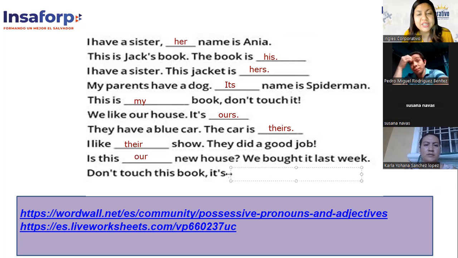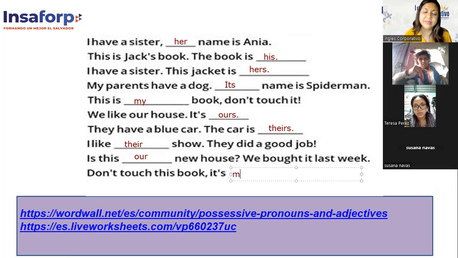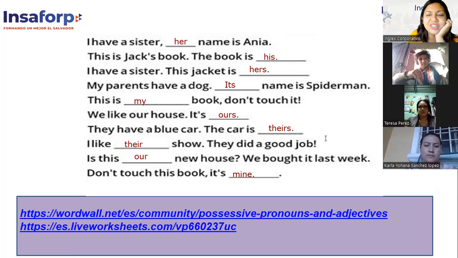This is our house. Don't touch this, our new house. Don't touch this book. It's mine. Muy bien. Great job. Good job. You did it well. Hicieron bien. Okay.